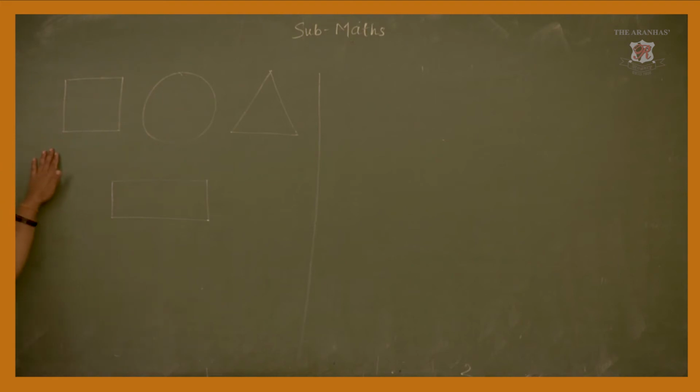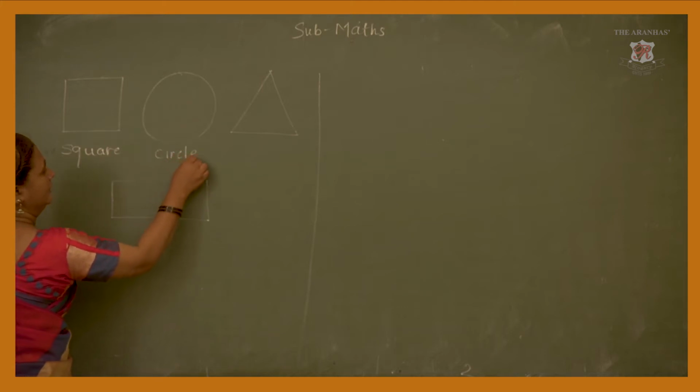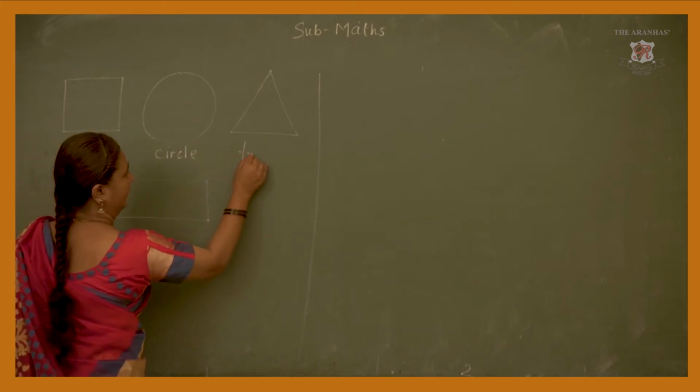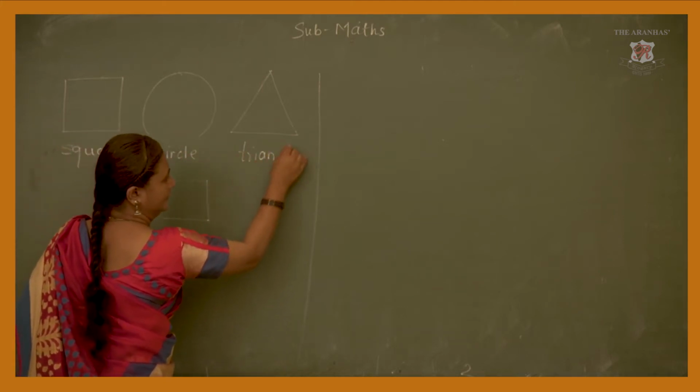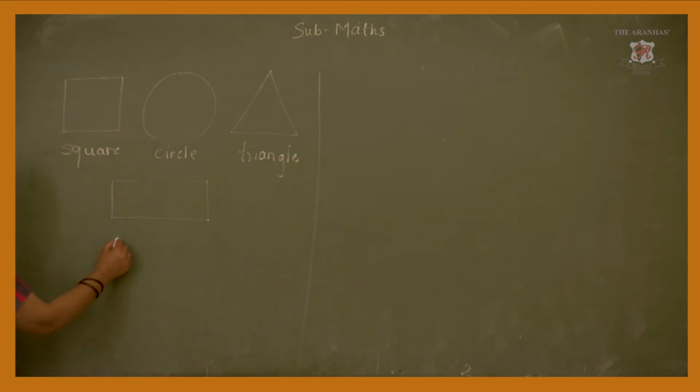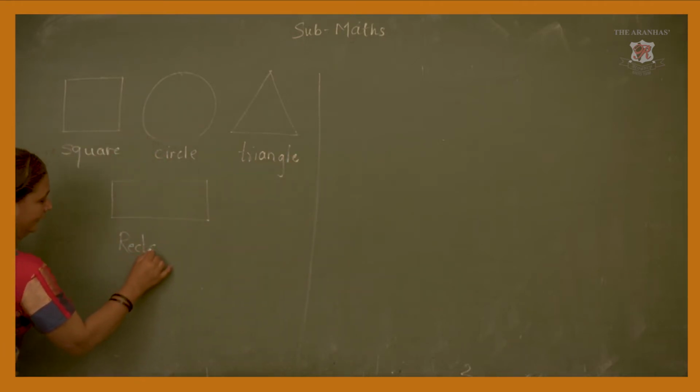Look at the shapes. Which shapes are they? First, it is square. This is circle. It is triangle and it is rectangle.